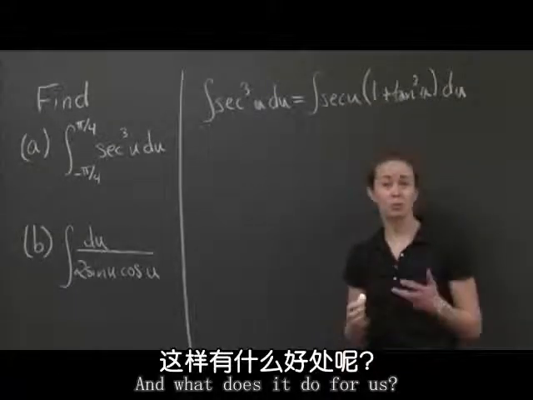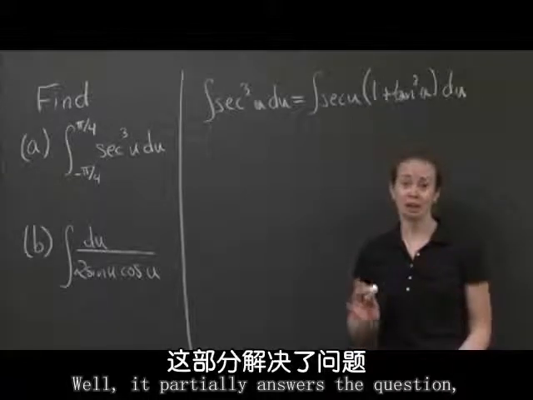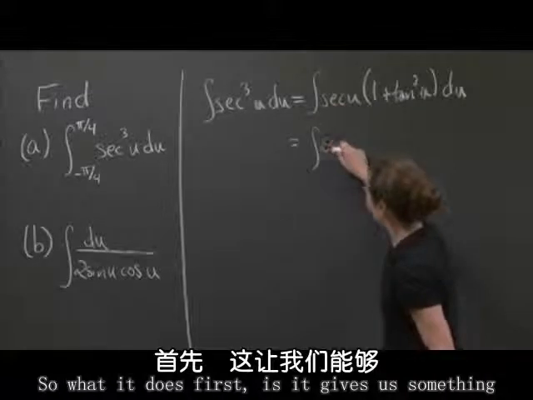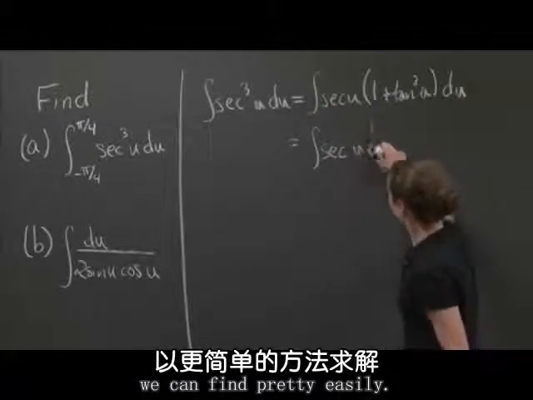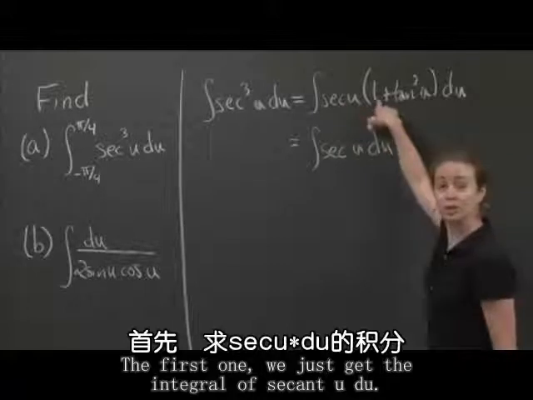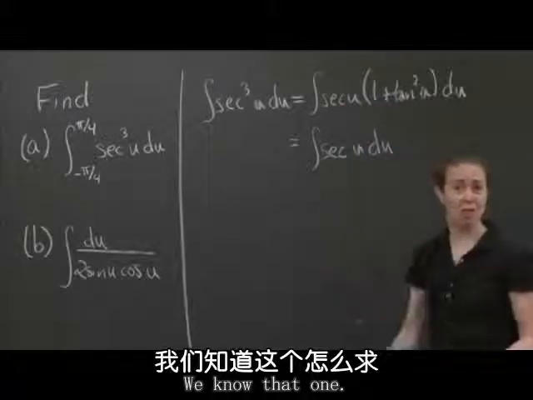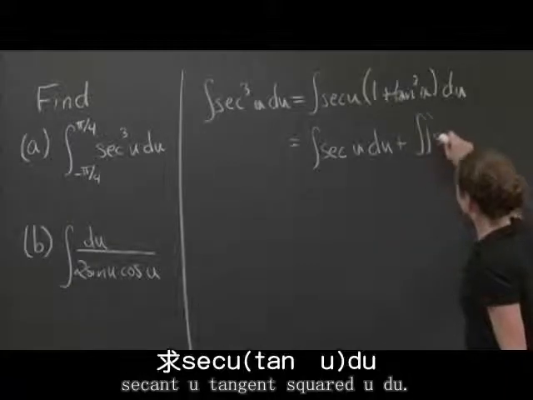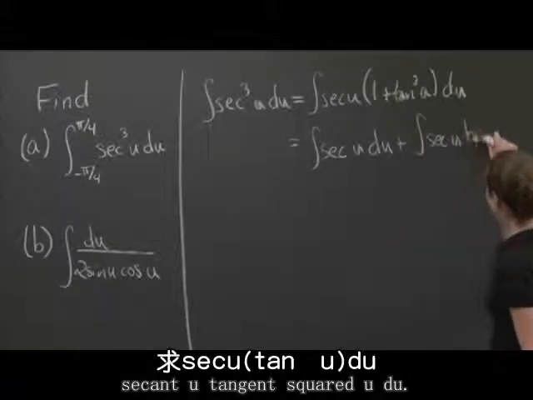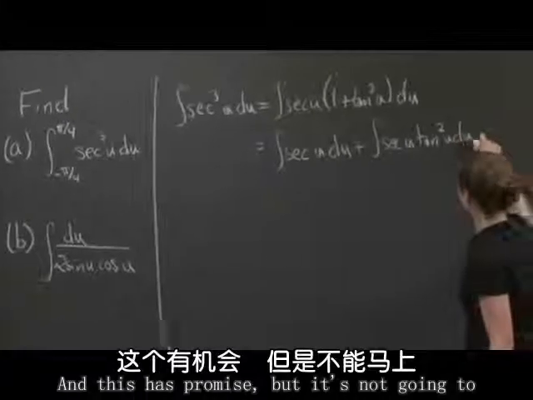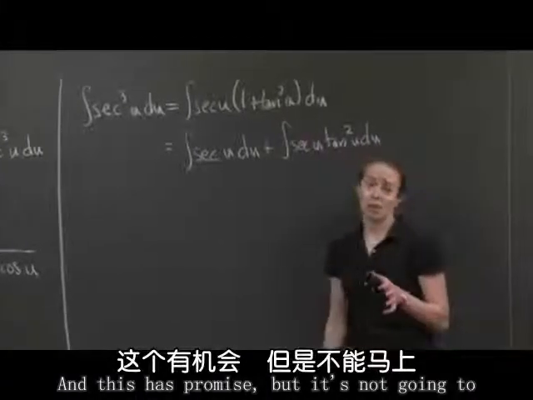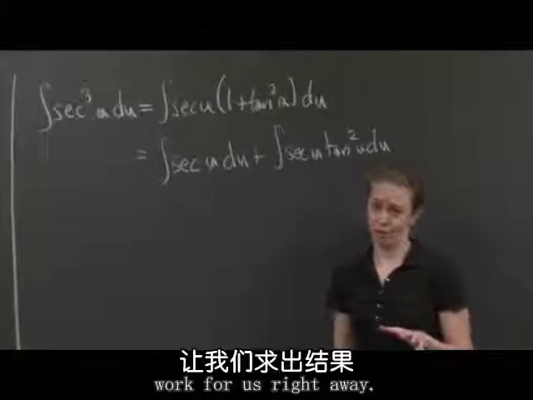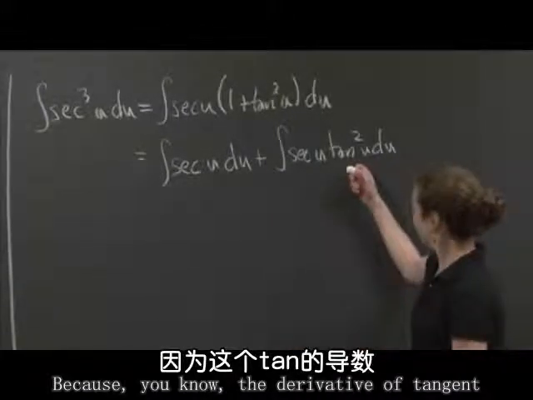And what does this do for us? Well, it partially answers the question, but not completely, we'll see. What it does first is it gives us something we can find pretty easily. The first one, we just get the integral of secant u du. We know that one. The second one is a little harder because we get the integral of secant u tangent squared u du.